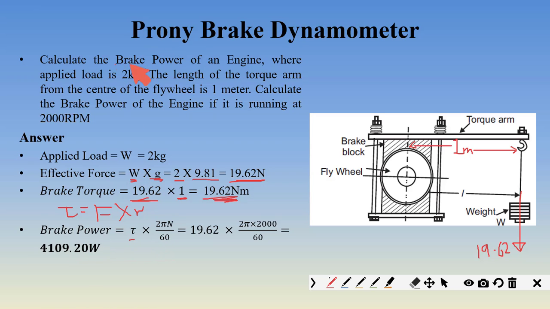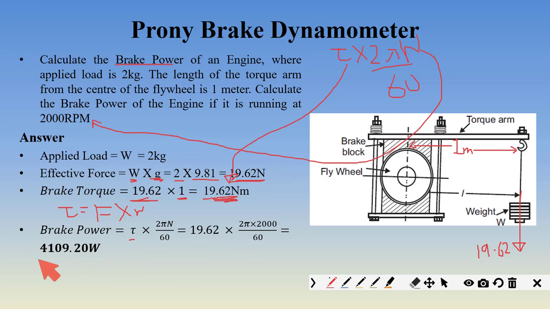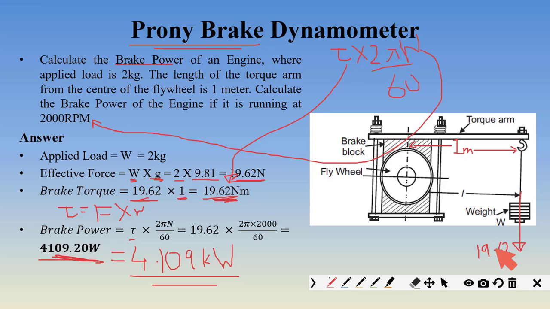And what is brake power? Brake power is tau into 2 pi N upon 60. Substituting tau equal to 19.62 and N as 2000 RPM, we get brake power as 4109.2 watt, or 4.109 kilowatt. This is how a Prony brake dynamometer works.